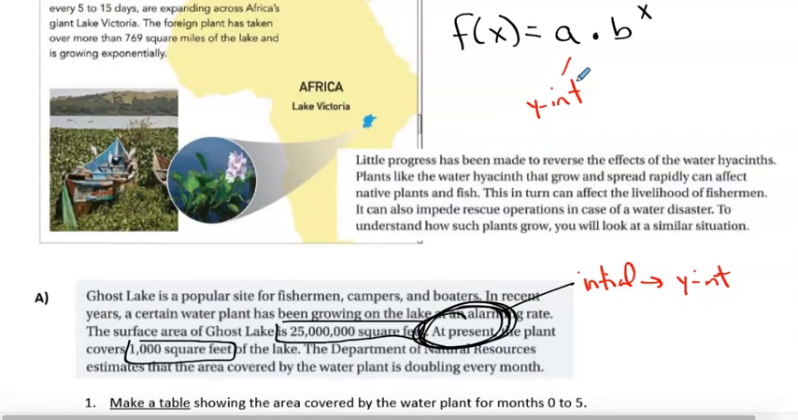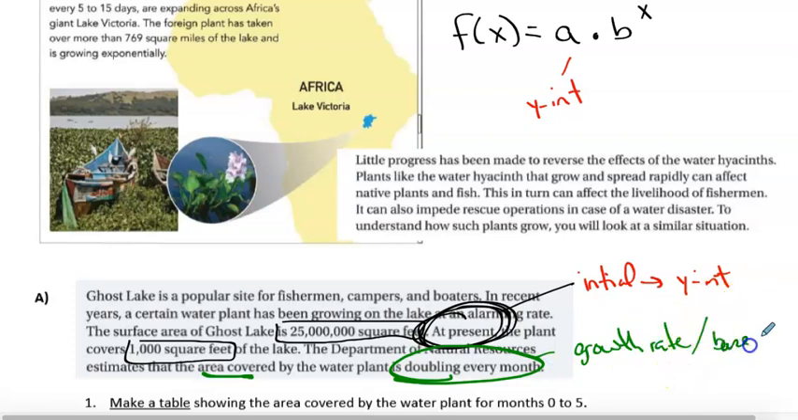So this plant is covering that so far, and something's going on that the area covered is doubling every month. So double, double, double. That means that is your growth rate. All right, and you remember from that video, the growth rate is also known as the base of the function, and that's going to be the b value here of this equation.